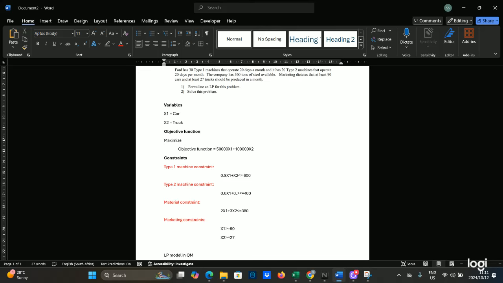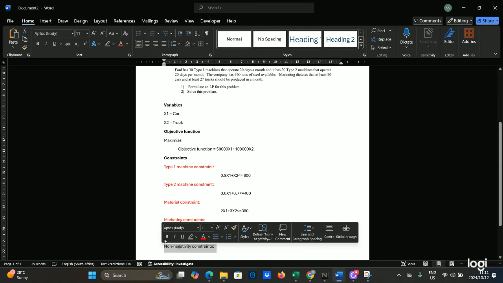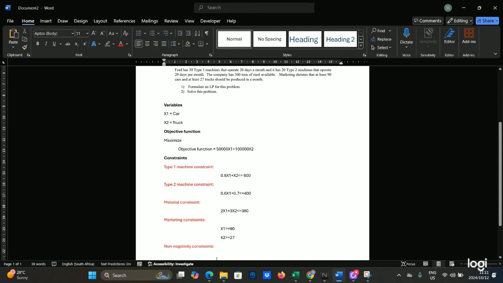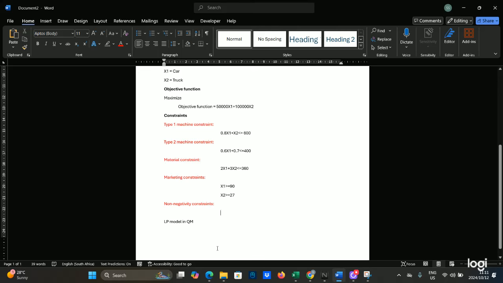And now our last constraint, which I talked about when we were starting, is our non-negativity constraint, right? The non-negativity constraints speak to the fact that since they are producing cars to maximize profit, and since it's real, we can't have, for example, negative cars or negative trucks, something like that.